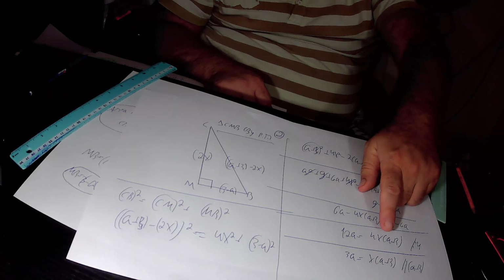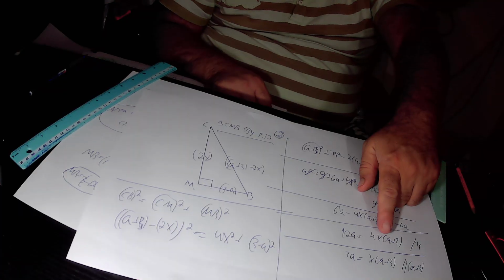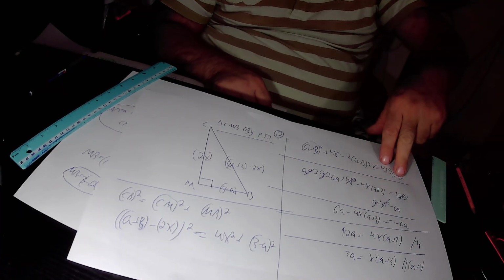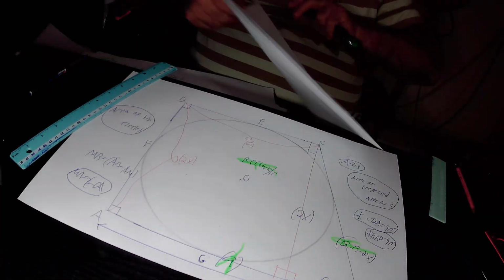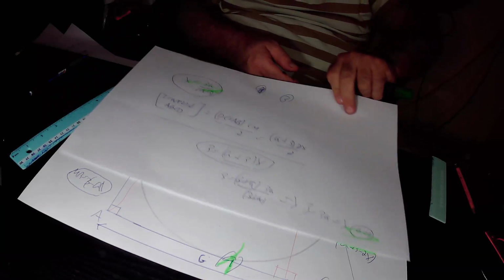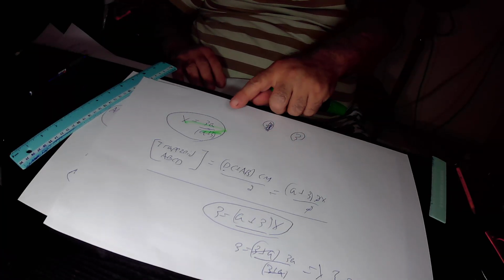Here we divided this equation by a plus 3, and finally found that x equals 3a over a plus 3. And again, x equals 3a over a plus 3.